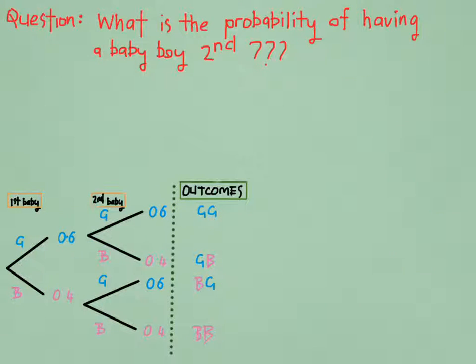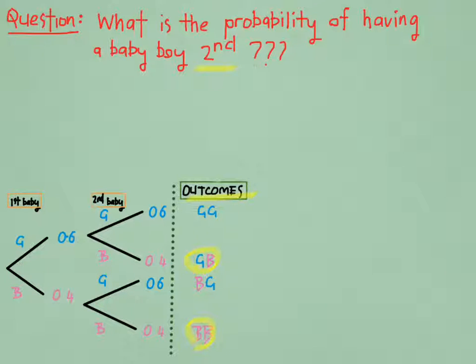Let's ask one more question. What is the probability of having a baby boy second? Well, let's again look at what we've got in our tree here. Remember, we're looking for a baby boy second, not first. Let's look at our outcomes list, and there we go. There's one combination of babies where the boy is born second. But remember, we also have another combination where the boy is born second.